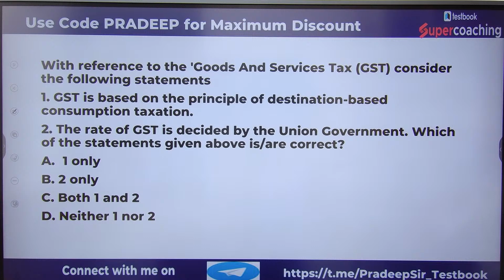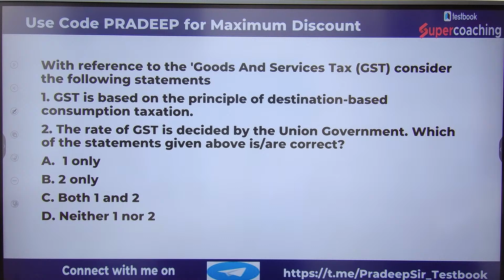With reference to goods and service tax, consider the following statements. The very first statement is: GST is based on the principle of destination based consumption taxation. Second statement is: the rate of GST is decided by the union government. Which of the statements given above is or are correct?